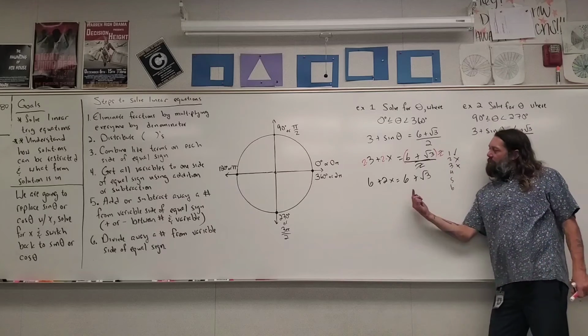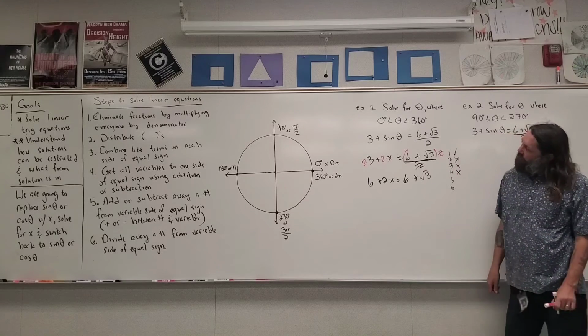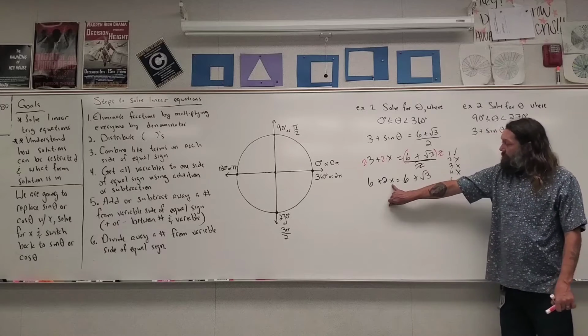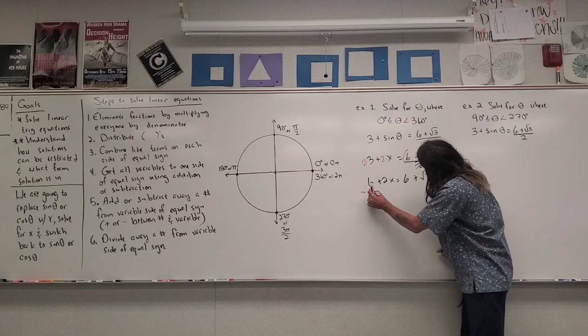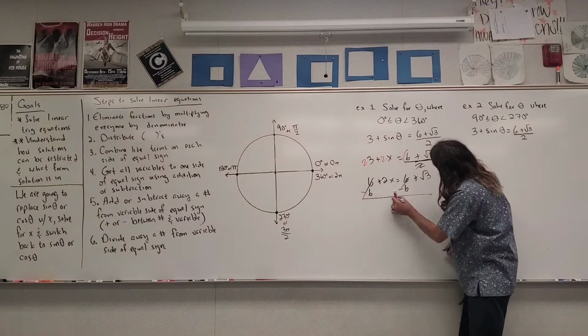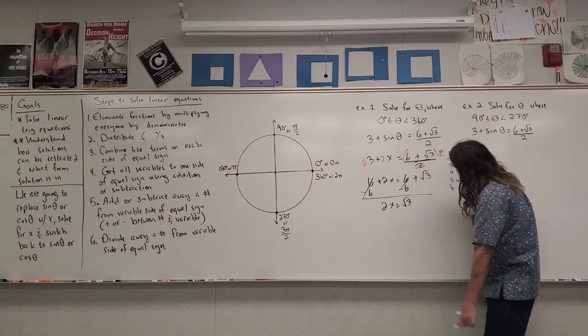Are all my x's on one side of the equal sign? Yes, they are. So I can't do step 4. Step 5, do I have a plus or minus between a number and a variable? Yes, I do. So I can actually do step 5, and I can subtract the 6 from both sides. So that cancels out, that cancels out. I'm now left with 2x is equal to the square root of 3.